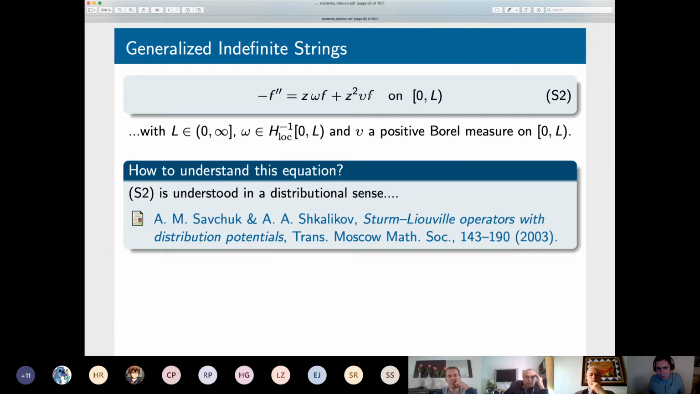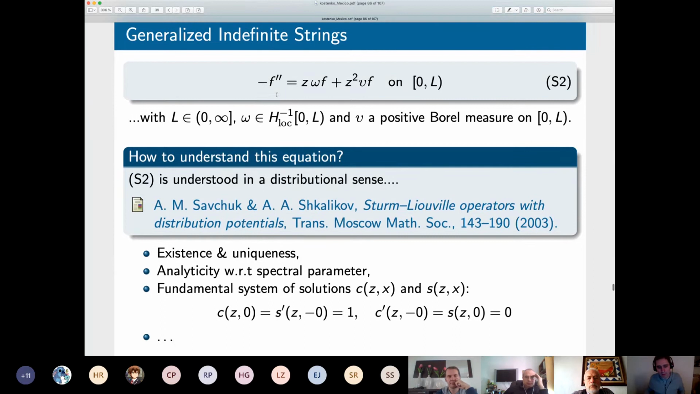is okay. And also, if we differentiate F twice, we end up with H minus one. So this equality is then understood as equality for distributions and regularity H1, and everything fits very well. And due to the people who worked in this area before, everything is quite good.